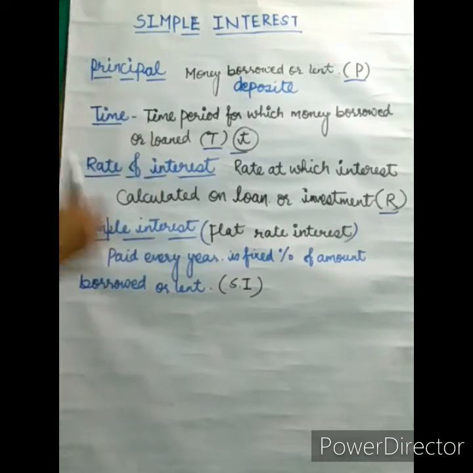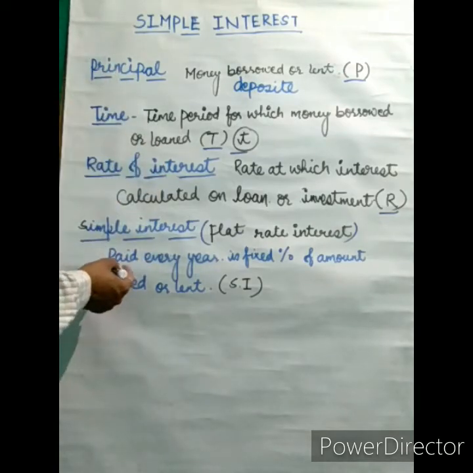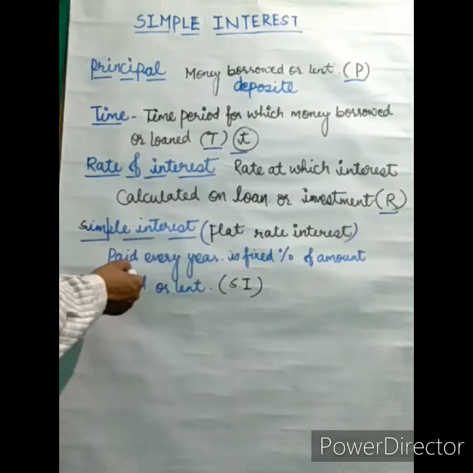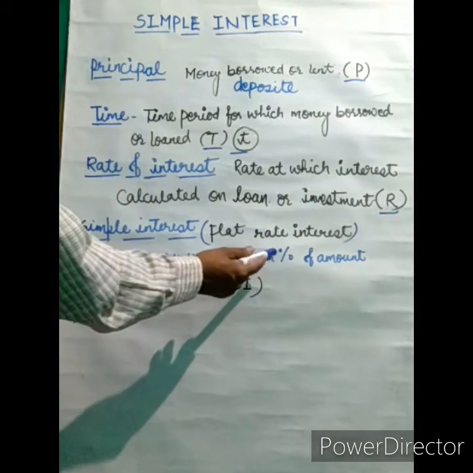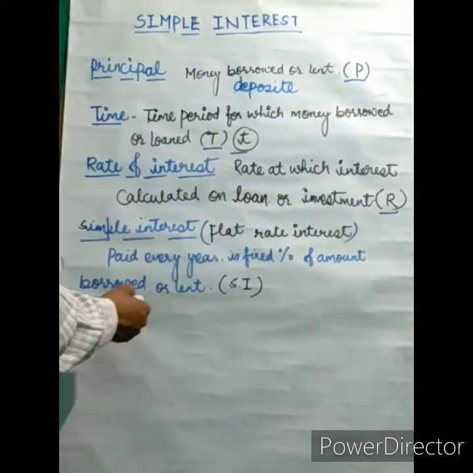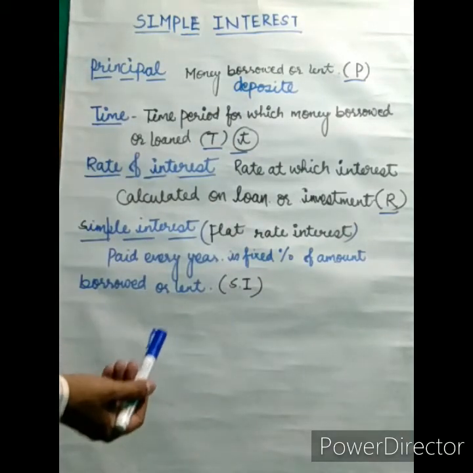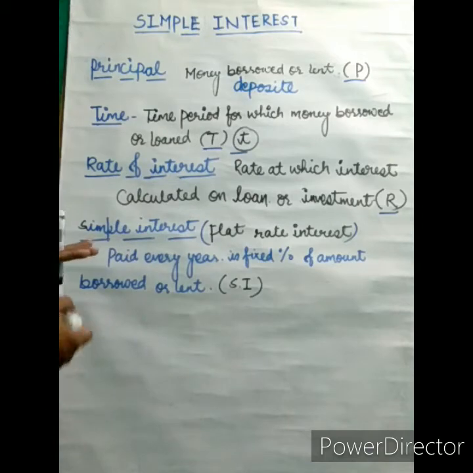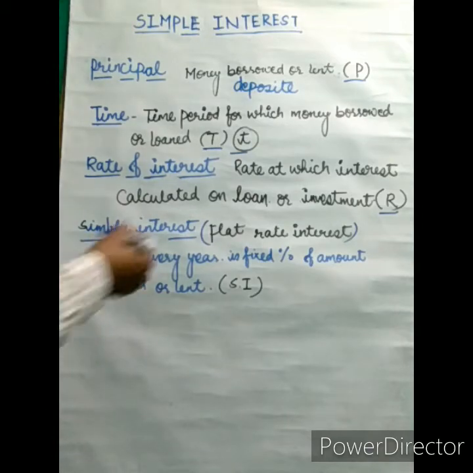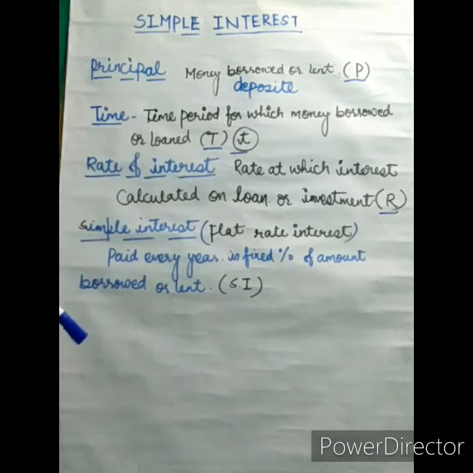The flat rate paid every year is a fixed percentage of the amount borrowed, lent or deposited in the bank. These are a few terms related to simple interest. Here simple interest will be denoted by SI. Rate, as I told you, will be denoted by capital R. Now we will see some formulas related to it.